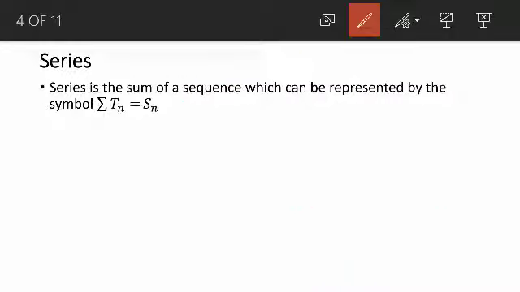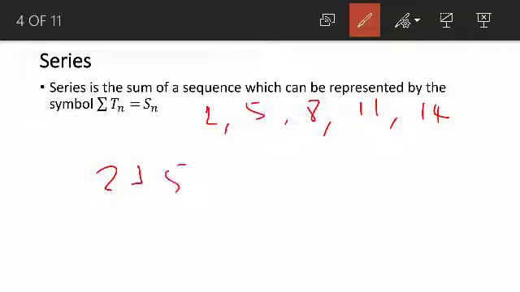Now that leads us to series. A series is the sum of a sequence, which can be represented by the symbol summation Tn equal to Sn. Okay, that is what a series is, the sum of a sequence. And so if we have this as a sequence, 2, 5, 8, 11, 14, it means that the series will be written 2 plus 5 plus 8 plus 11 plus 14, okay? That's the definition for the series.